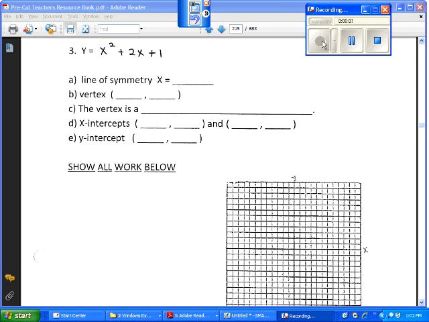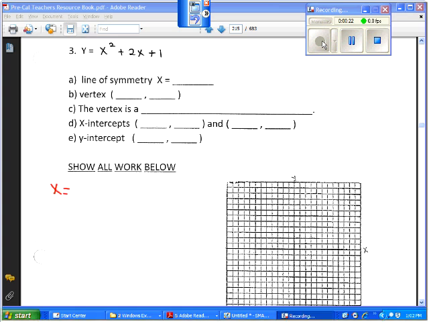We're on question number 3. We are graphing quadratics by finding the line of symmetry, the vertex, the x-intercepts, the y-intercepts, and we're going to determine whether the vertex is a maximum or a minimum. Now, the line of symmetry, what is the formula for the line of symmetry? X is equal to negative b over 2a.